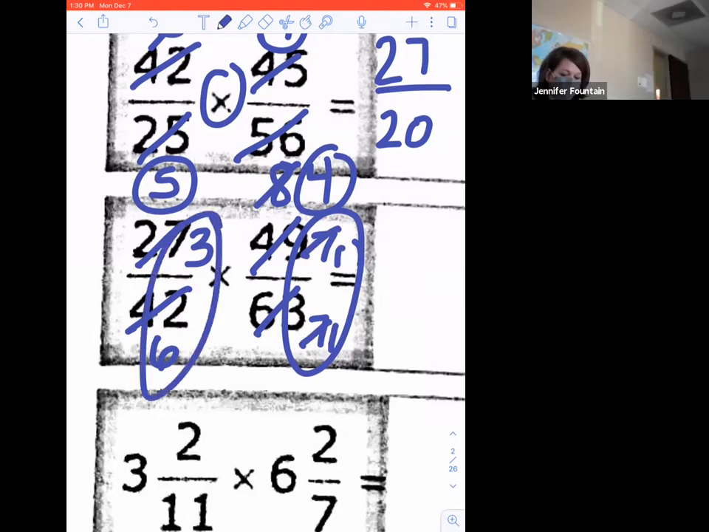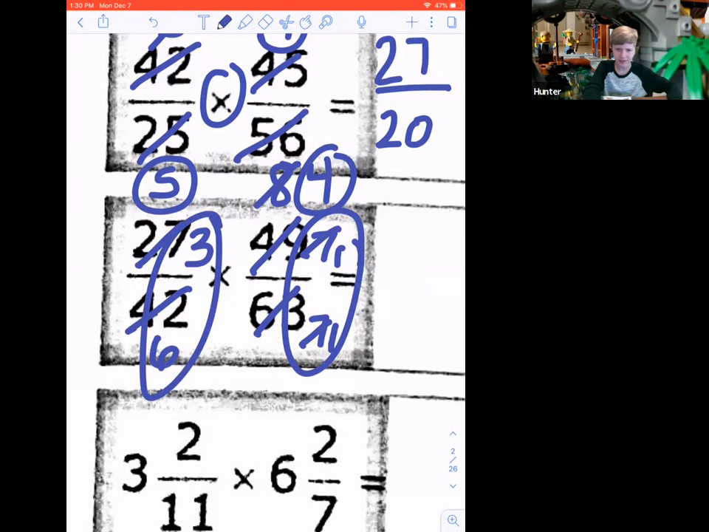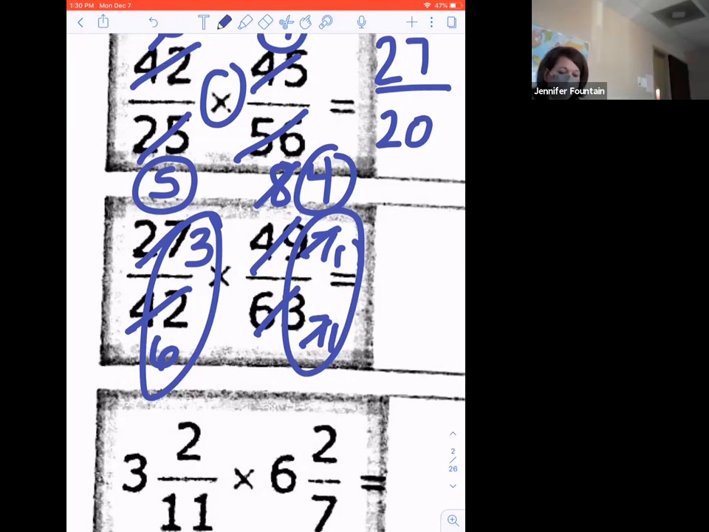Wait, 49 over 63 is not 1 over 1, if you think about it. That's true. So we said we divided by 7. 7 times 7 is 49. Oh, divided by 7, it should be a 9. My bad. I wrote the wrong thing. Let's fix that. Let me just erase. All right, it is break time here, so I'm going to fix that, and then we'll come back and pick up with this problem. So take a 5-minute break.